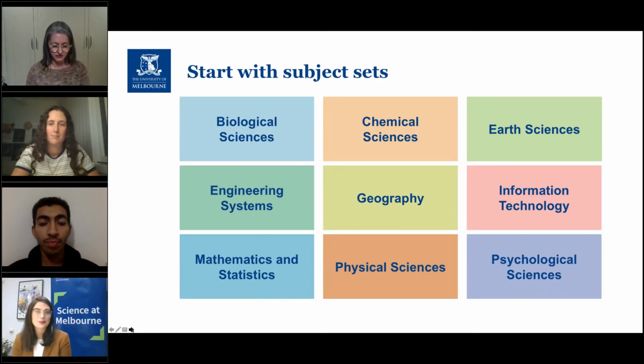So including a lot of diversity in first year keeps the options open through till the end of second year, when you start to think about what major you would like to do. We really encourage students to keep 3 subject sets open in first year so that they've got lots of choice as they go towards the end of their degree.